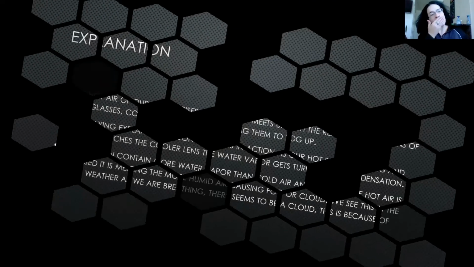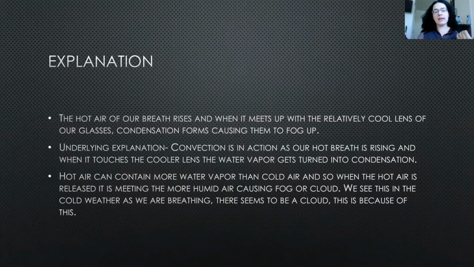So, as I explained, the hot air of our breath rises, and when it meets the cool lens of my glasses, condensation is actually happening, because warm air is meeting colder, humid air. You see, it doesn't happen just with our glasses.